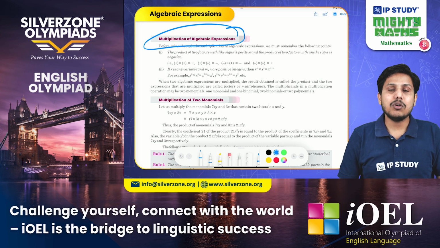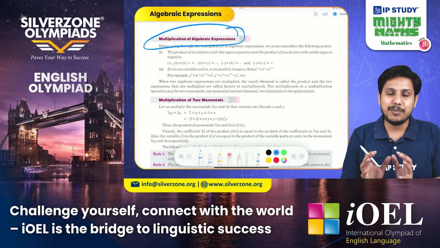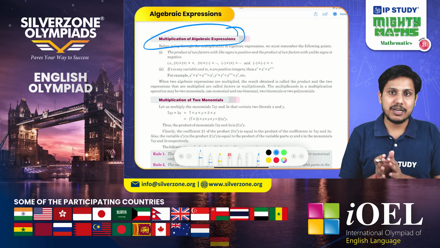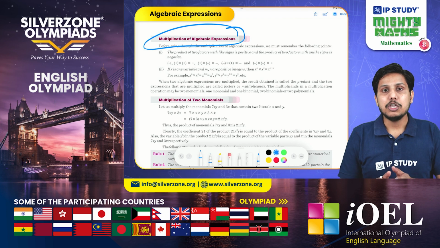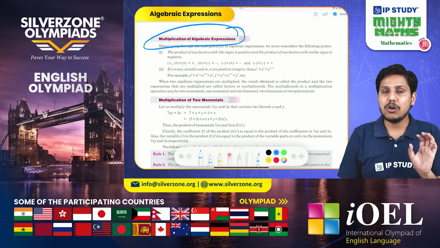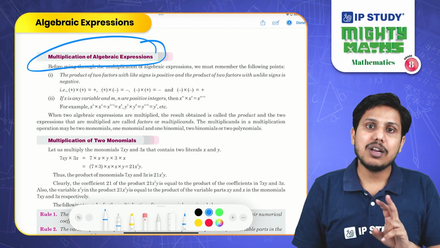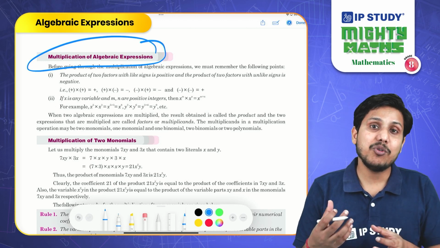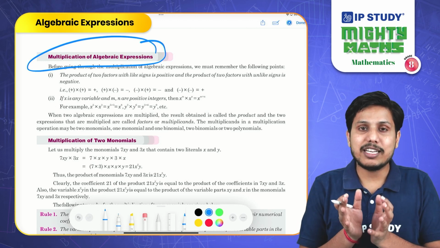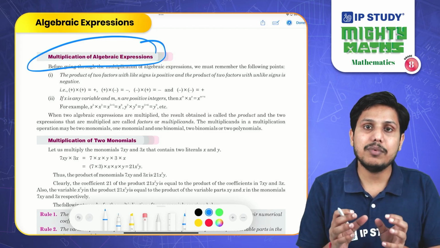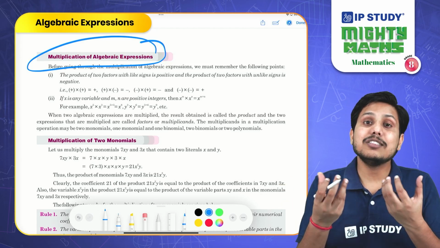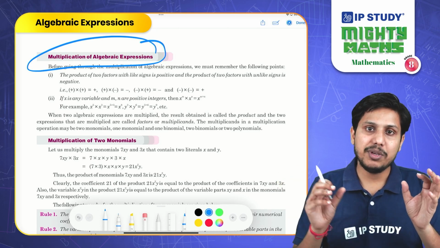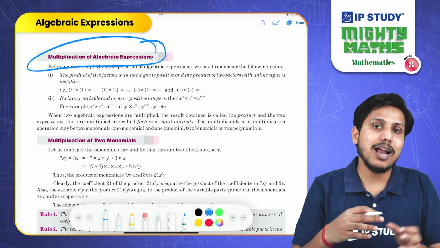It depends on the type of algebraic expression we are taking. Algebraic expressions are of different types depending upon the number of terms. If there is one term, it is called a monomial. If there are two terms, it is called a binomial, and if there are three terms, then it is called a trinomial, quadrinomial, and so on. An algebraic expression with more than one term is called a multinomial. So a multinomial can be a binomial, a trinomial, and so on.